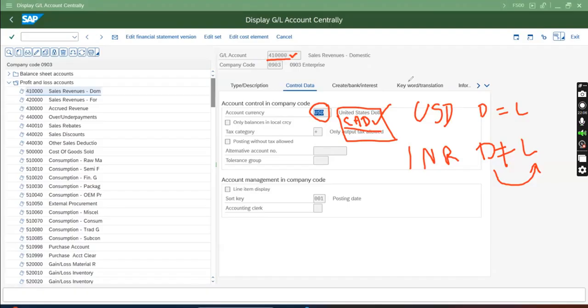Okay, so I'll pause for some questions. I know it's a bit confusing. If you're not from FI background, you may have questions. Just let me know if you have any question. Else I'll move forward.